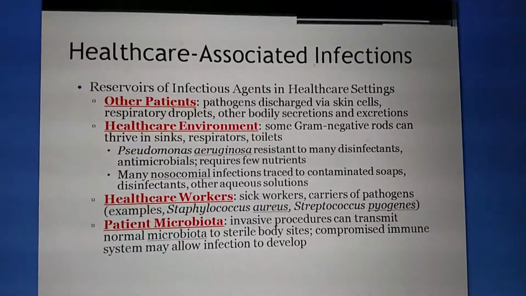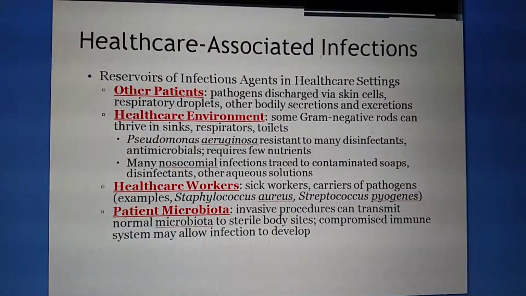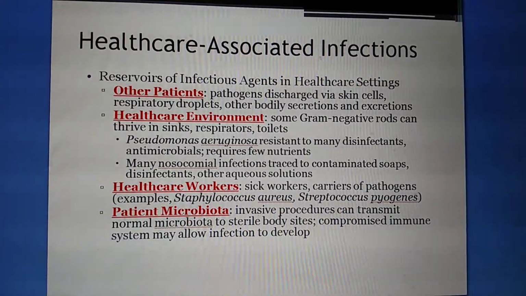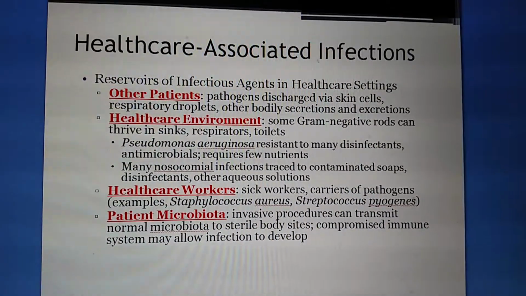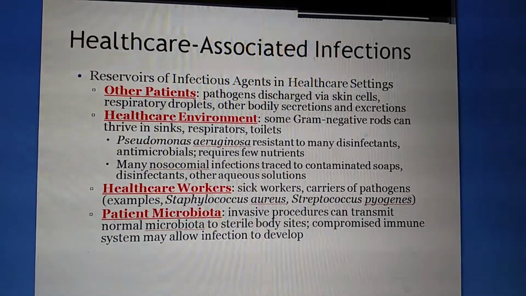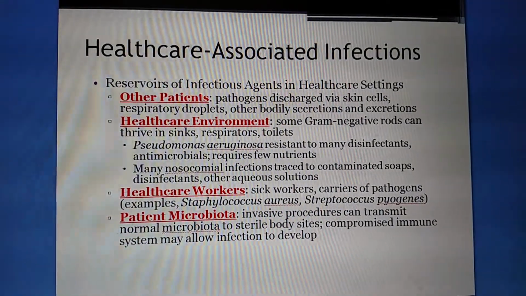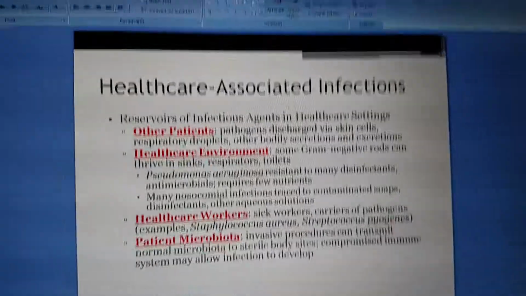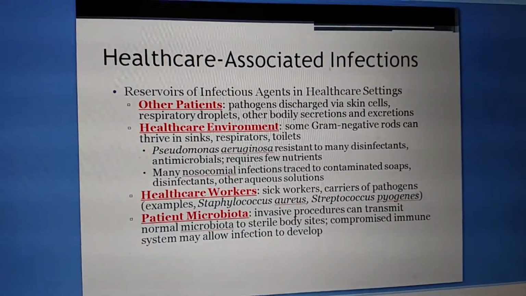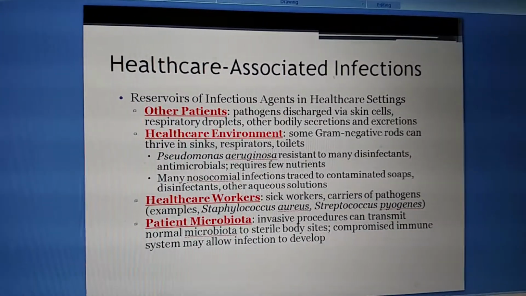So there are reservoirs for infectious agents in healthcare settings, right? Other patients are constantly shedding skin cells that might have pathogens attached. There's bodily secretions and excretions. And remember, a lot of gram-negative rods can thrive in places like sinks, respirators, toilets. Remember, our honey badger friend Pseudomonas can actually grow in a lot of different disinfectants, so it's very hard to get rid of. And when you look at a number of healthcare infections, they're actually coming from contaminated soap and disinfectants.